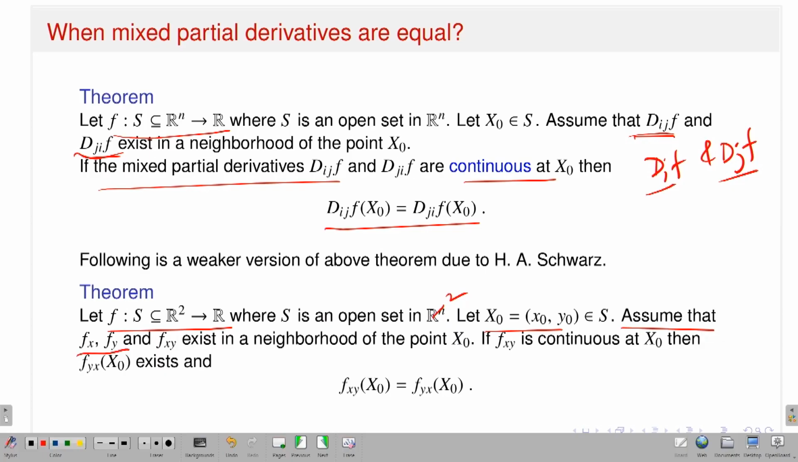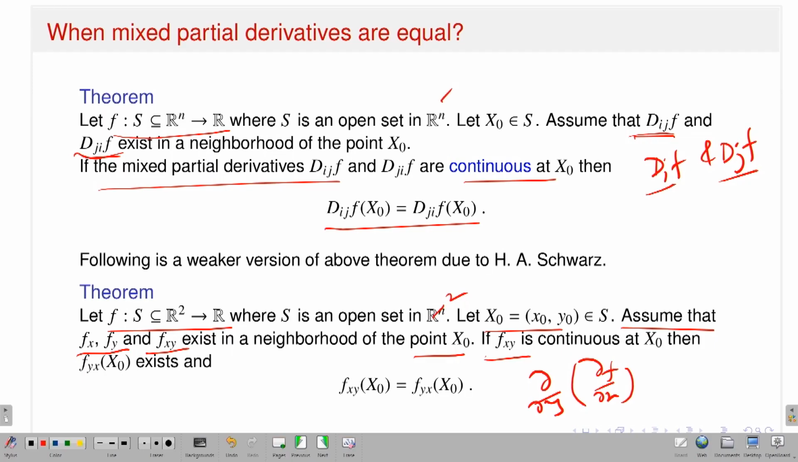Of course, the first order partial derivatives of f with respect to the x variable and y variable should exist. Along with that, I want only one mixed derivative to exist, that means f suffix xy. That means first you take the derivative with respect to x and then with respect to y. So only one mixed derivative exists in a neighborhood of the point x naught, and along with that, the mixed derivative should be continuous.